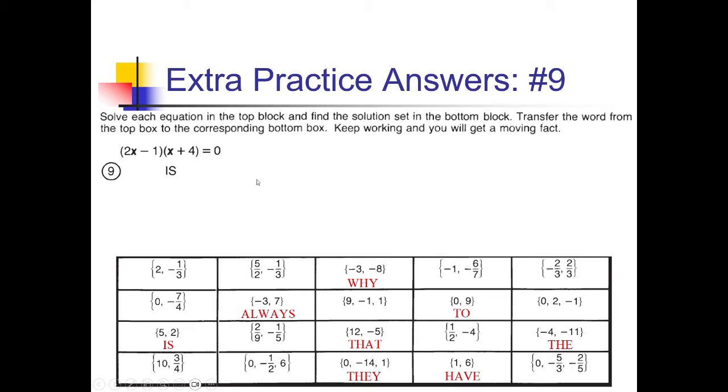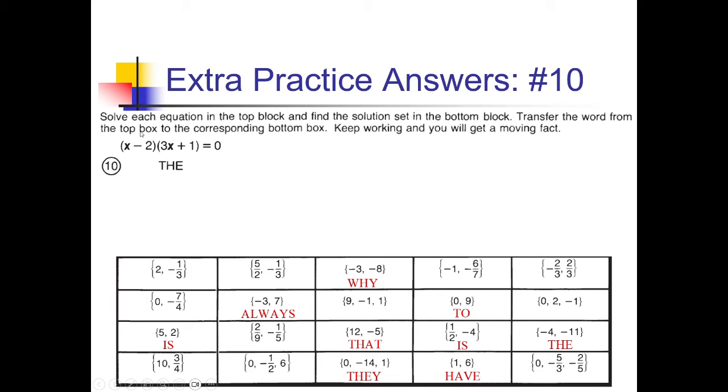For number 9, I have the factors 2x minus 1 and x plus 4 that I am setting each of those equal to 0. So let me solve this first one. I have to add 1 and then divide by 2 to get x equals 1 over 2, or 1/2. And this other one's a little easier, just have to subtract 4. So I have 1/2 and negative 4, where do I find those? Right there. So that's going to be is right there.